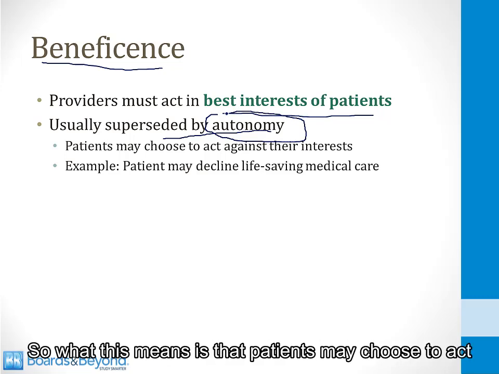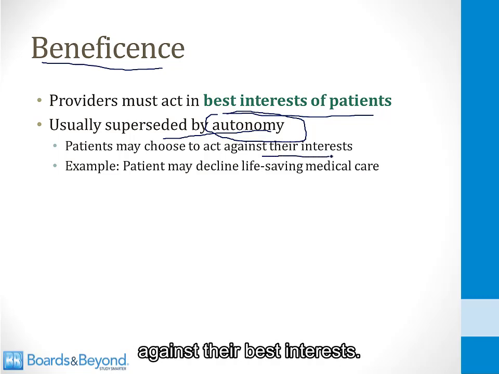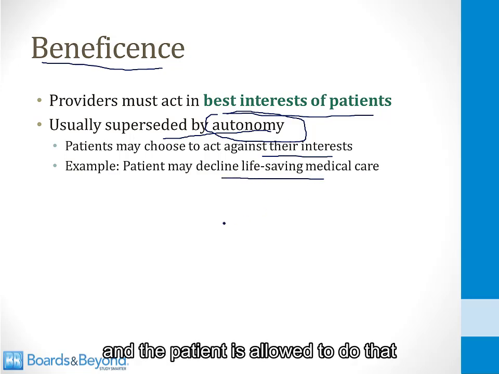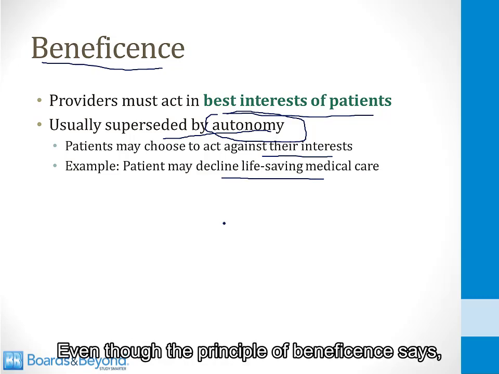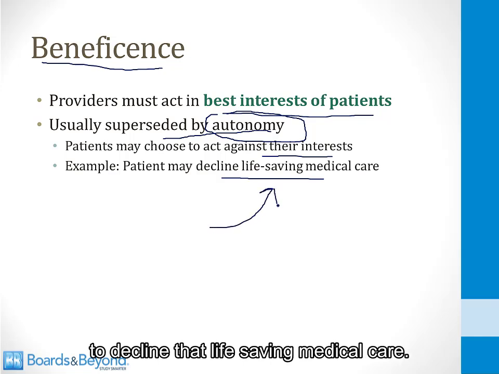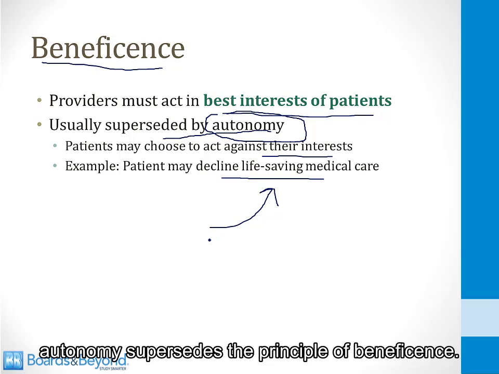So what this means is that patients may choose to act against their best interests. For example, a patient may decline life-saving medical care, and the patient is allowed to do that because we respect their autonomy, even though the principle of beneficence says we should not allow the patient to decline that life-saving medical care. So in other words, autonomy supersedes the principle of beneficence.